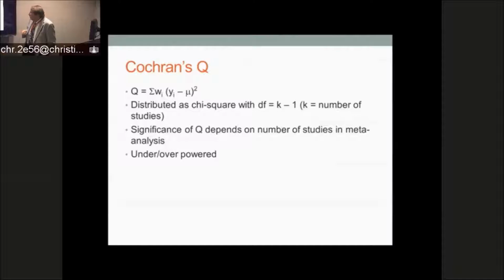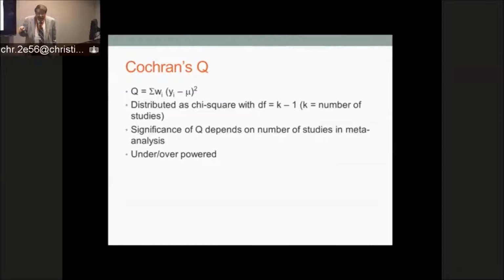there's a statistic that you'll see in meta-analyses called Cochran's Q. For those of you familiar with analysis of variance, this is kind of like a sum of squares. So this is, in a sense, a measure of the heterogeneity among the studies. It's the sum of the weights times the squared difference between each individual odds ratio and the summary ratio. It turns out that this is distributed as a chi-square with degrees of freedom equal to k-1, where k is the number of studies you have.